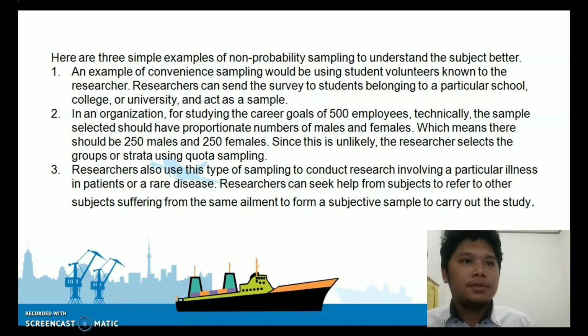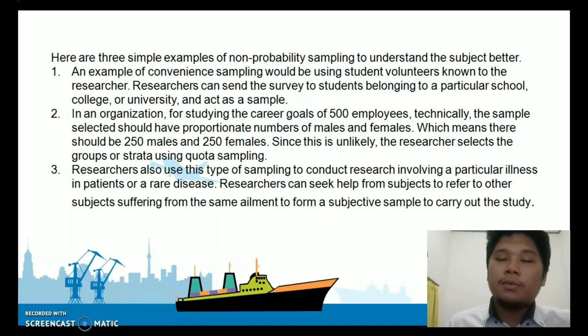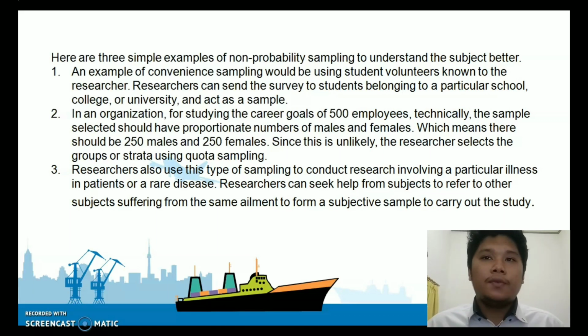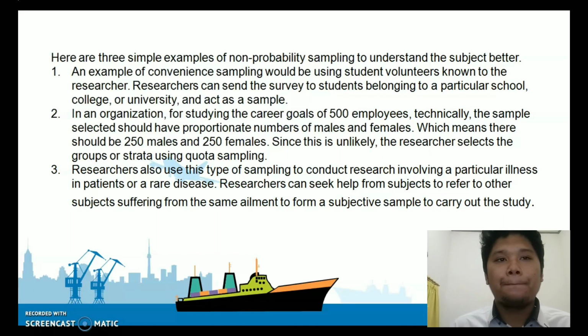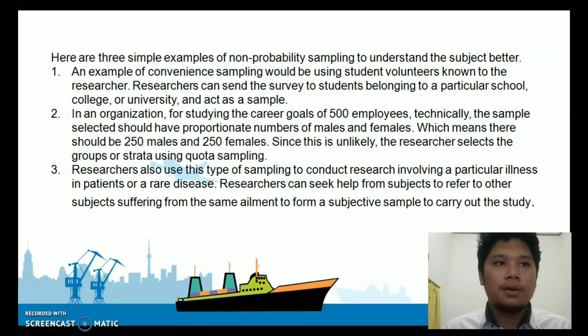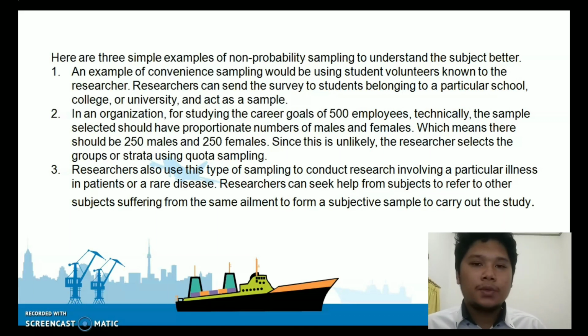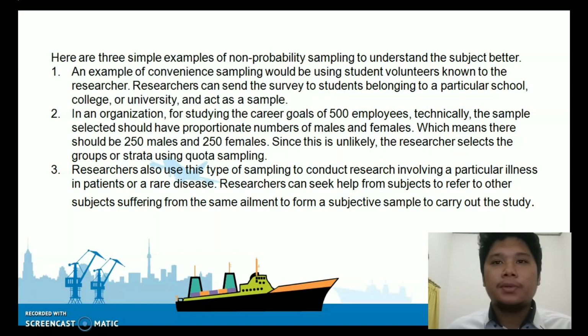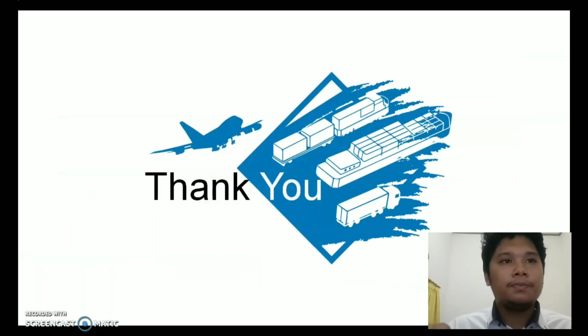And the last, researchers also use this type of sampling to conduct research involving a particular illness in patients or a rare disease. Researchers can seek help from subjects to refer to other subjects suffering from the same ailment to form a subjective sample to carry out the study.